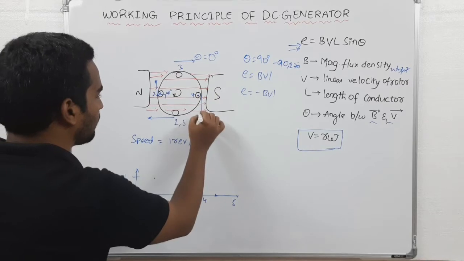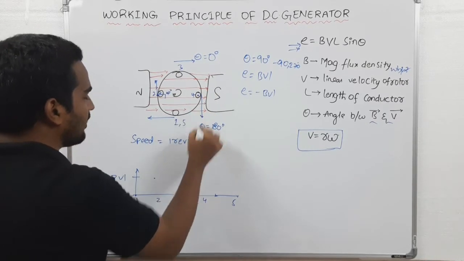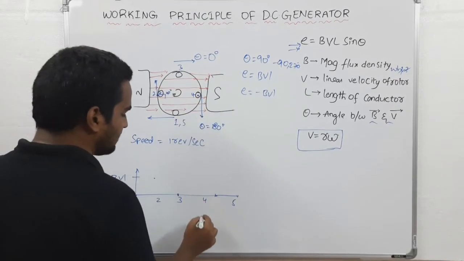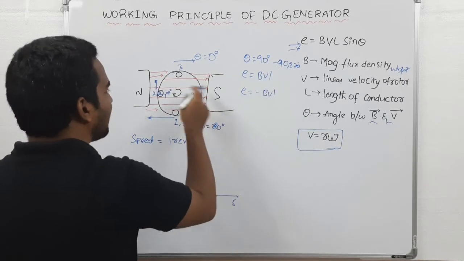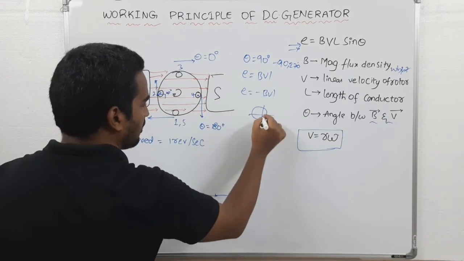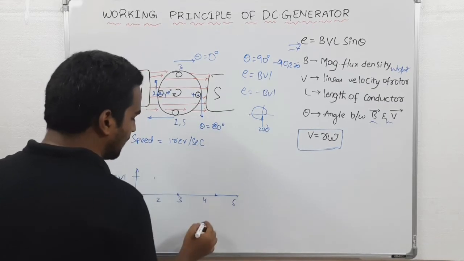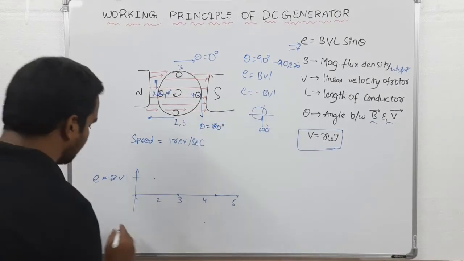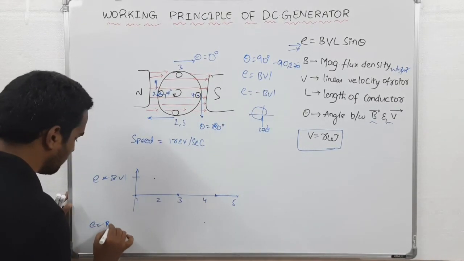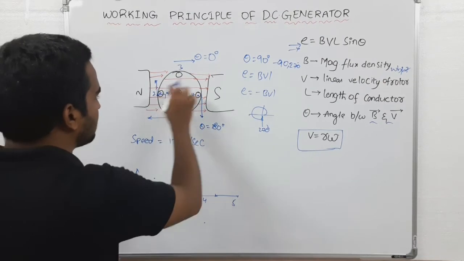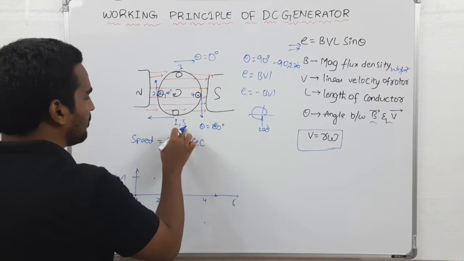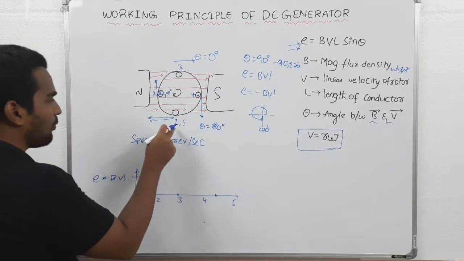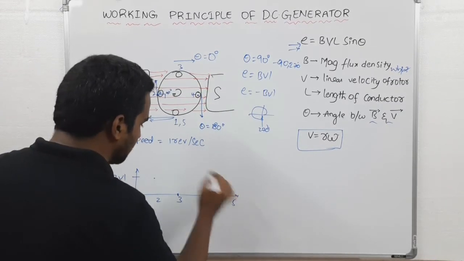And at position number 4, conductor is moving in downward direction and magnetic flux is in this direction. So the angle between these two is minus 90 degrees, or you can call it 270 degrees. Okay, the value will be minus BVL. And after completion of one revolution, rotor will come to position number 5. At this point, same as position number 1, the value will be 0.